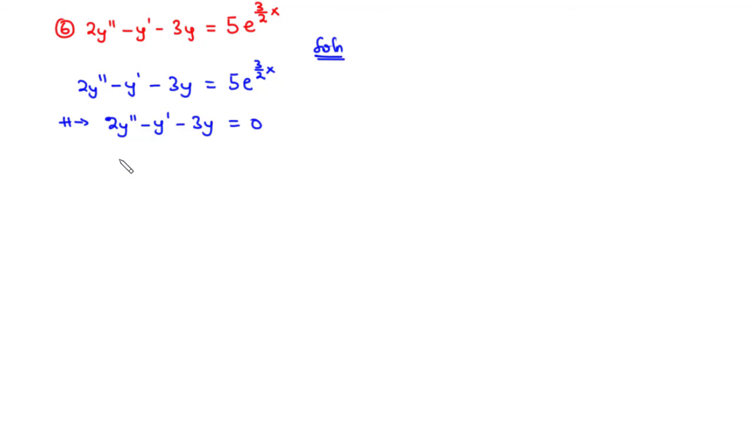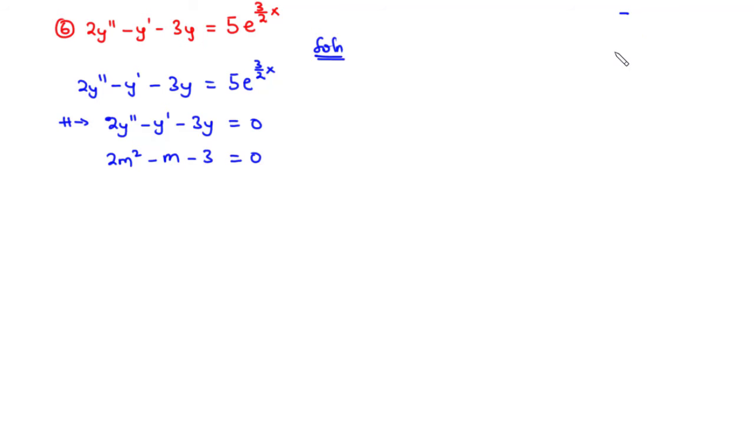Now let's try to derive the auxiliary equation. That is, we have 2m squared minus m minus 3 equals 0. Now we multiply the coefficient of m squared and then the coefficient of the constant. 2 times negative 3 is negative 6. So we want to find two values that when you multiply you have negative 6, but when you add you have negative 1. So we can have 1 and negative 6, and then we can have 2 and negative 3. So 2 plus negative 3 is negative 1. So we are going to use these two sets of values.